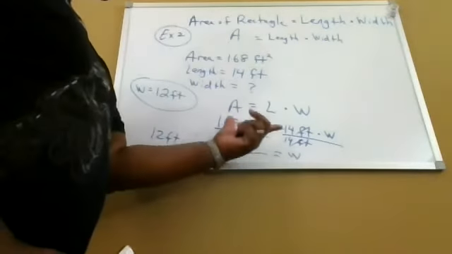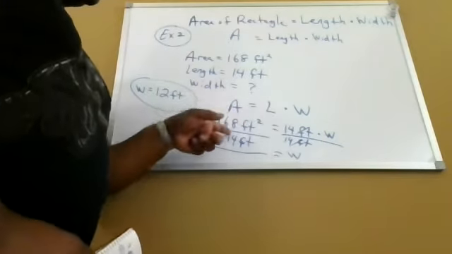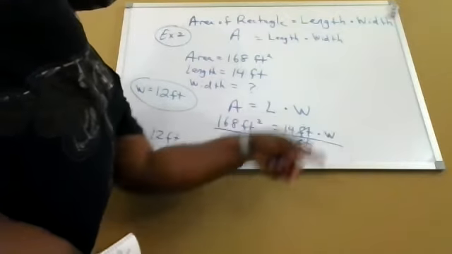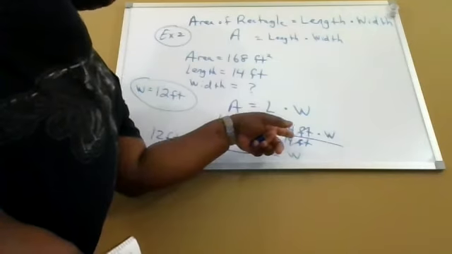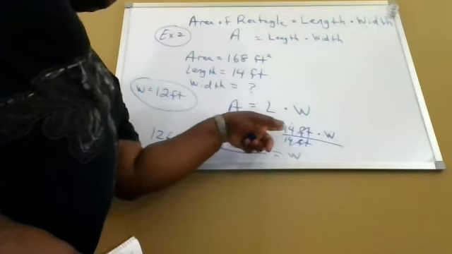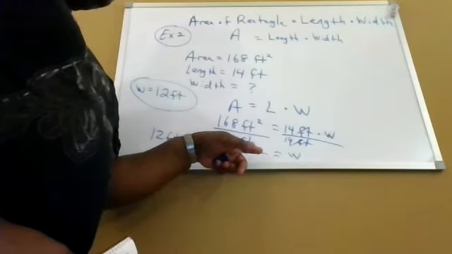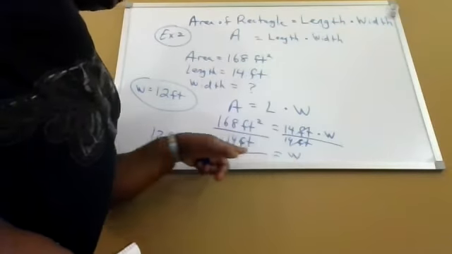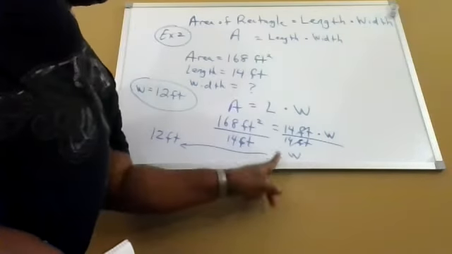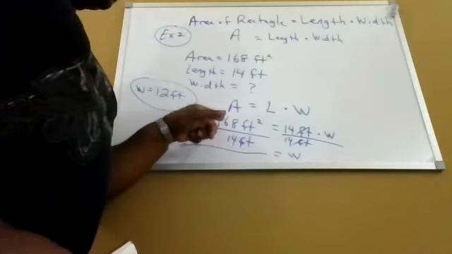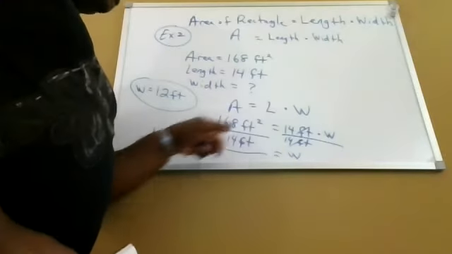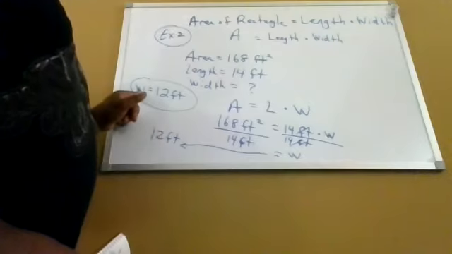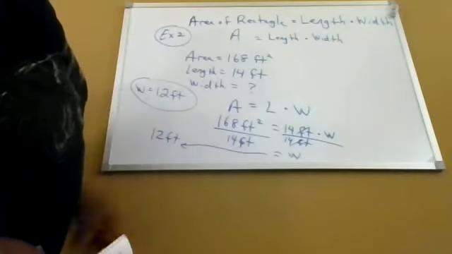Again, here, I substituted in the area and the length, looking for the width. I had to divide both sides of the equal sign by 14 feet. So 14 feet divided by 14 feet leaves me W. For the left side of the equal sign, 168 feet squared divided by 14 feet equals 12 feet. So W equals 12 feet.